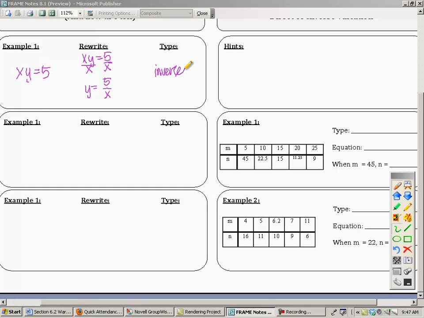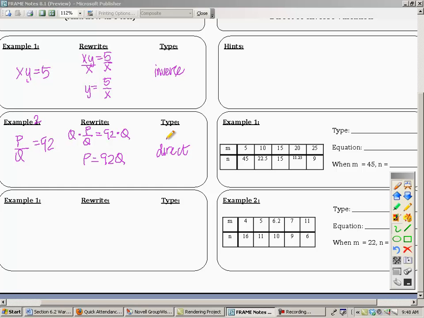All right, let's do another one. Let's call this example 2. I'm going to give you p divided by q equals 92. I'm going to just try solving for one variable, so let's get the p by itself. I'm going to rewrite this: p divided by q equals 92, and I'm going to multiply both sides by q. So I have p equals 92 times q. Now, because I have multiplication, this is a direct variation. If you have the multiplication, it's direct. If you have the division, it's an inverse.